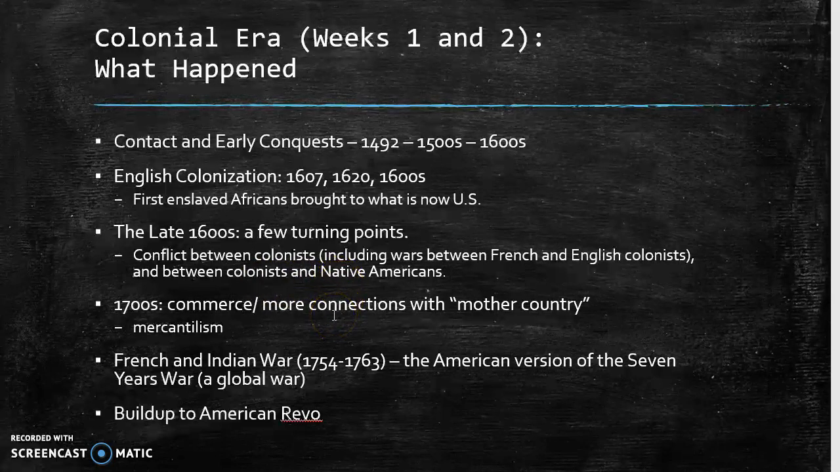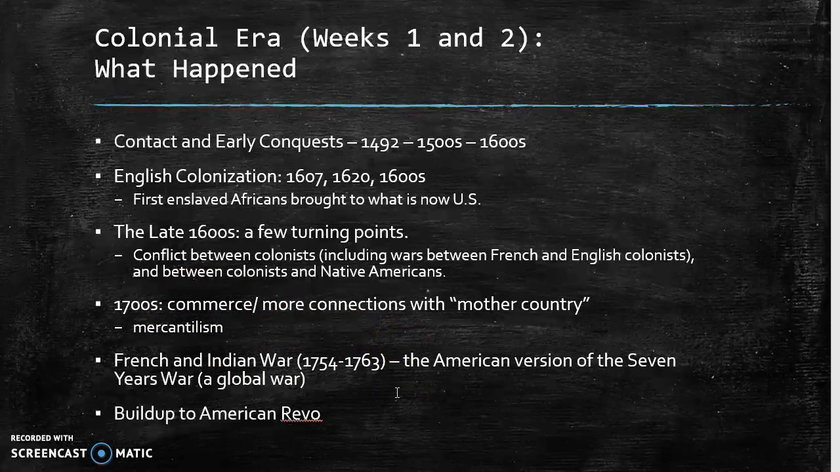That then takes us into the 1700s. I wrote down commerce, more connections with the mother country, because an interesting thing that happened in the 1700s is that travel times increased. It got a lot faster to cross the Atlantic Ocean. And as that happened, what we see in the British colonies in North America is that the colonies became a lot more tied to the mother country, which is England in this case, economically, as the 1700s went on. Through commerce, through trade, right? Commerce.